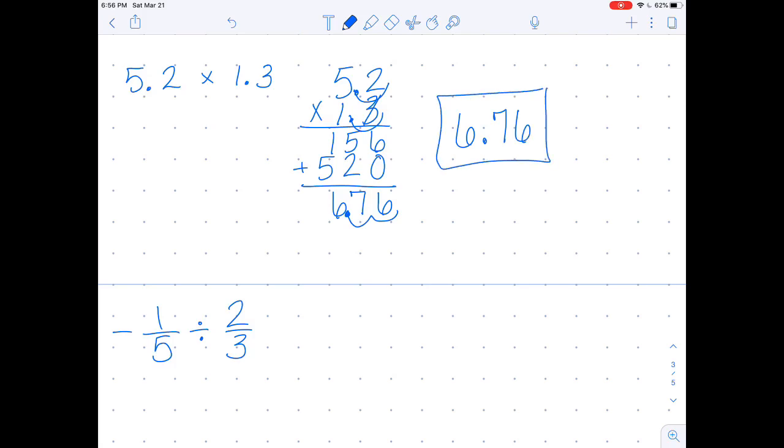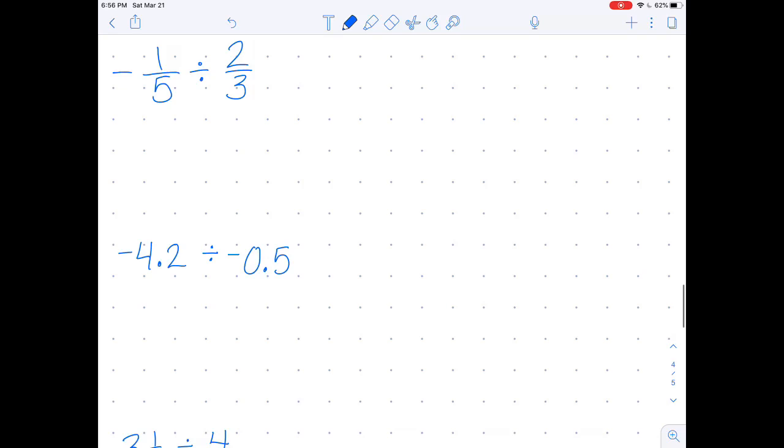Okay, let's take a look at some division problems. When we divide fractions, we multiply by the reciprocal. All that means is we change divide to multiply and flip over the second fraction. So I've got negative 1/5 times, flip the second fraction, 3 over 2. Then I multiply straight across. 1 times 3 is 3. 5 times 2 is 10. And I've got one positive and one negative, so my answer is negative 3/10.